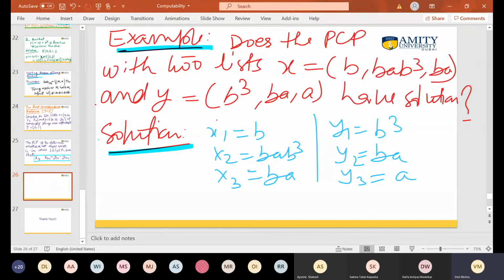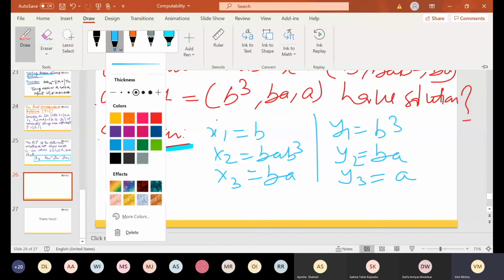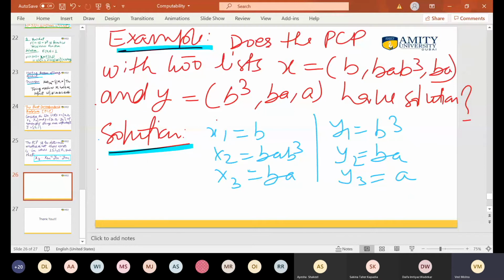So you need to find the sequence so that the left hand side x string should be exactly the same as the y string, if you are following the same sequence for both. If you are following the same sequence for both x and y, then the string generated by x is exactly the same as the string generated by y. So I will tell you one solution we have here.